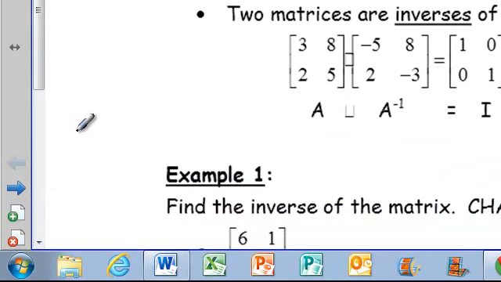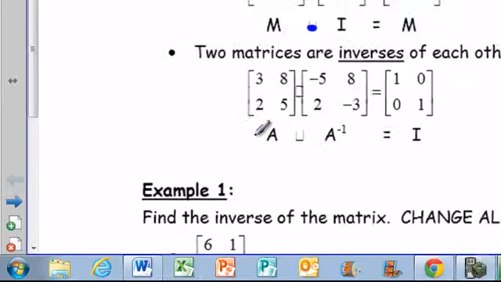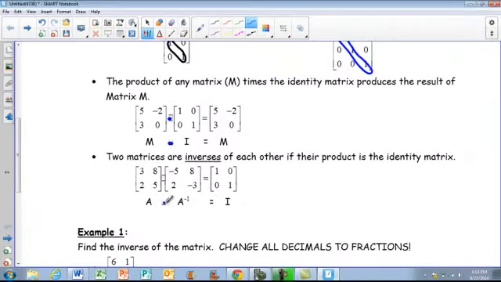So the next thing we need to look at, and this is going to be our big focus here with the inverses, two matrices are inverses of each other if their product is the identity matrix. So if we take matrix A times its inverse, the inverse we'll see here means that it's being raised to that -1 power. If you multiply those together, you will get that identity matrix back.